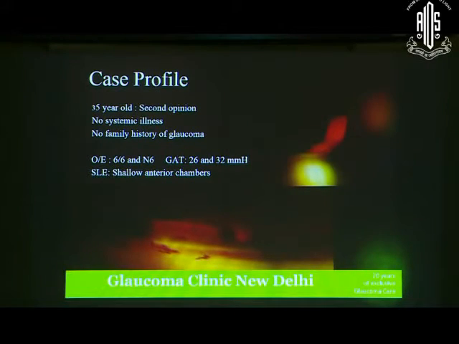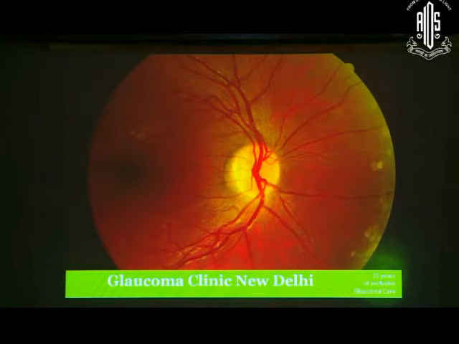So I'm coming back to this case profile that I showed you: a 35-year-old who came for a second opinion, no family history of glaucoma, no systemic illness, vision of 6/6 in both eyes, cornea-adjusted applanation pressures of 26 and 32 millimeters of mercury, shallow chambers, occludable angles. Look at the disc. Look at the temporal margin of the optic disc, not well defined. Our clinical suspicion, I'm making a clinical diagnosis here, was drusen of the optic disc.